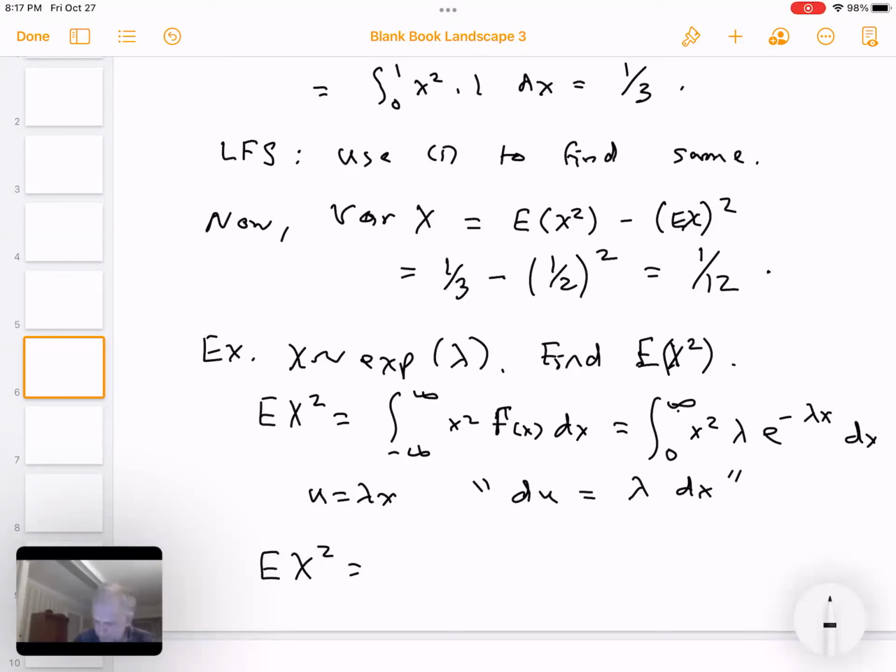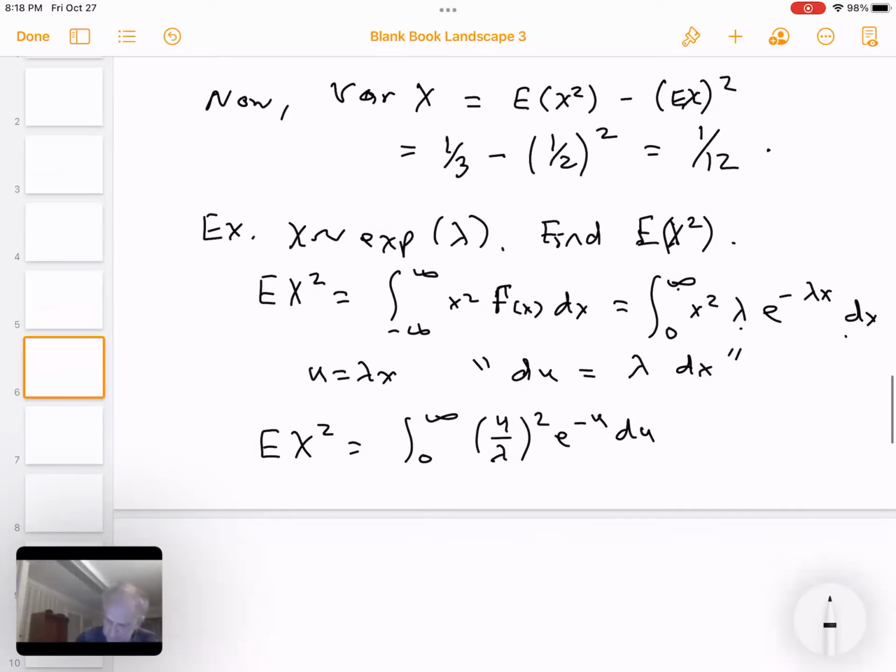So I say x is u over lambda. So we get the integral from 0 to infinity still, lambda's positive. I have u over lambda squared. And I have this lambda goes with this dx, so I get e to the minus u du. So cleaning this up, I have 1 over lambda squared, integral 0 to infinity u squared e to the minus u du.